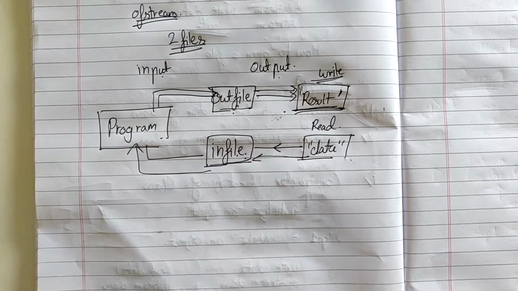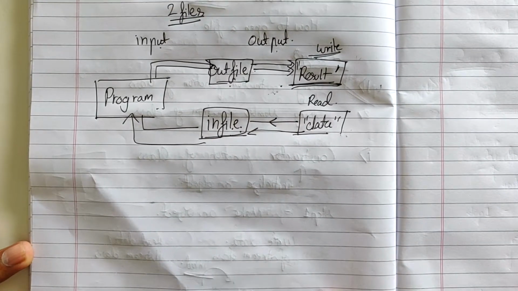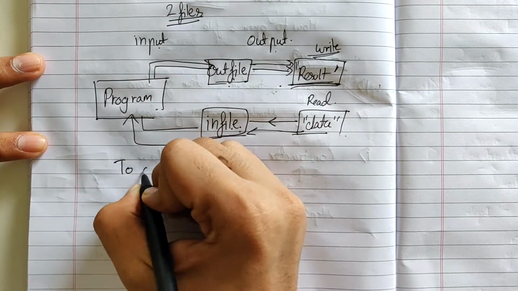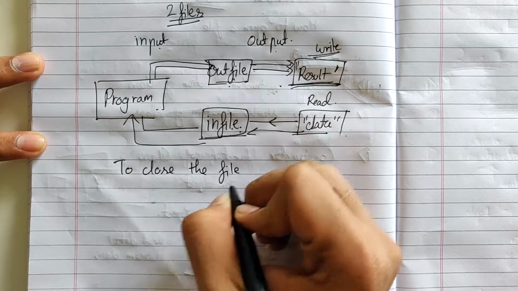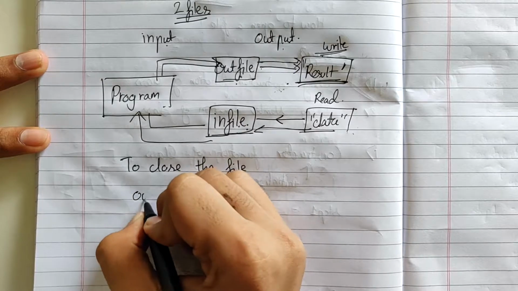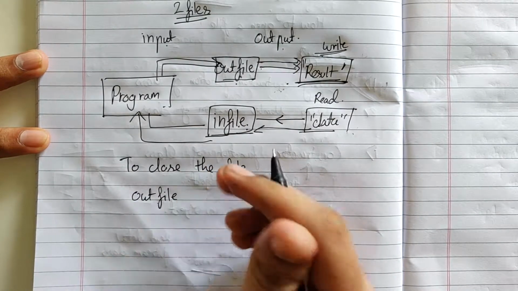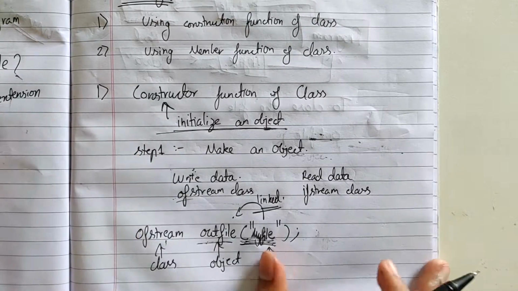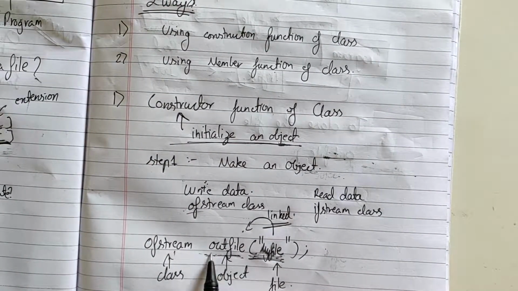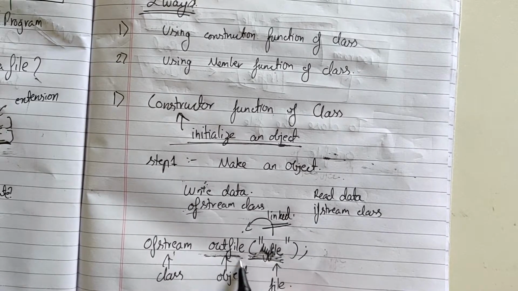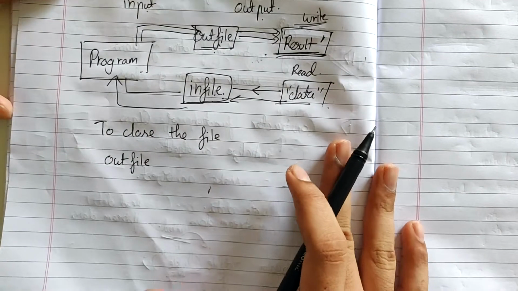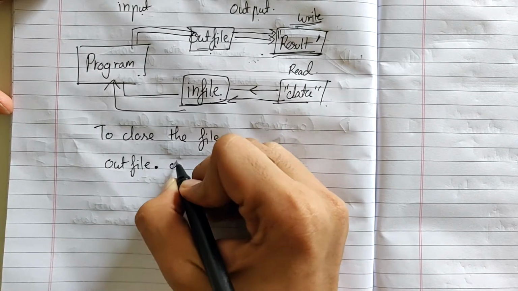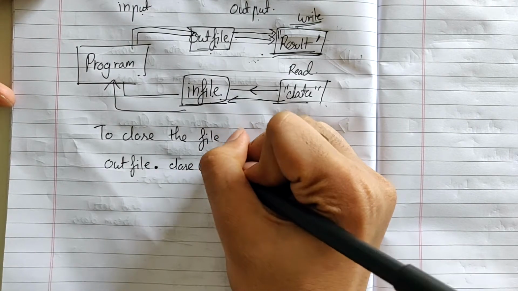Now after you are done working on the program, or working on the file, sorry, you have to close the file. So how do you do that? If you want to close the file, first you specify the object outfile, because outfile has been linked to the file you created. Like I showed you here, outfile has been linked to my file. So whenever you call the object outfile, it will directly go to my file. So to close the file, you first type the object dot close and you simply close it.